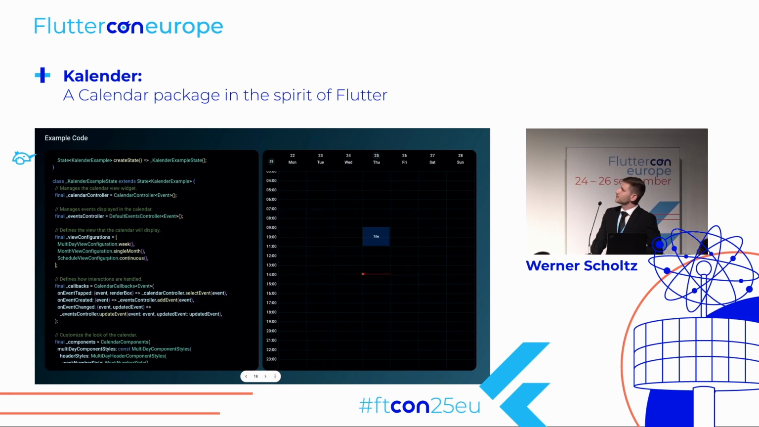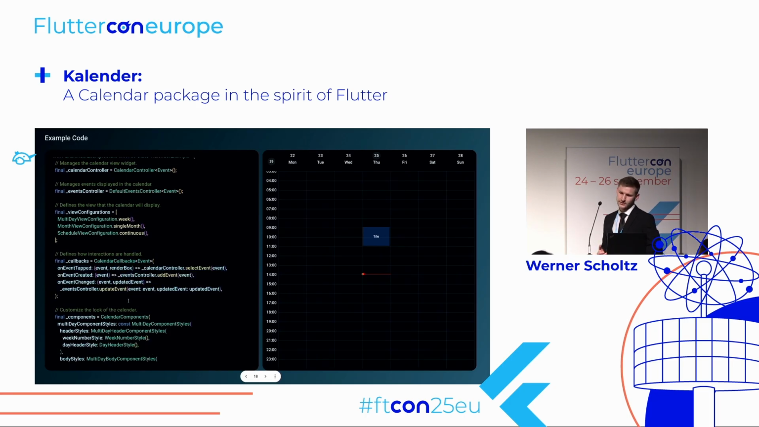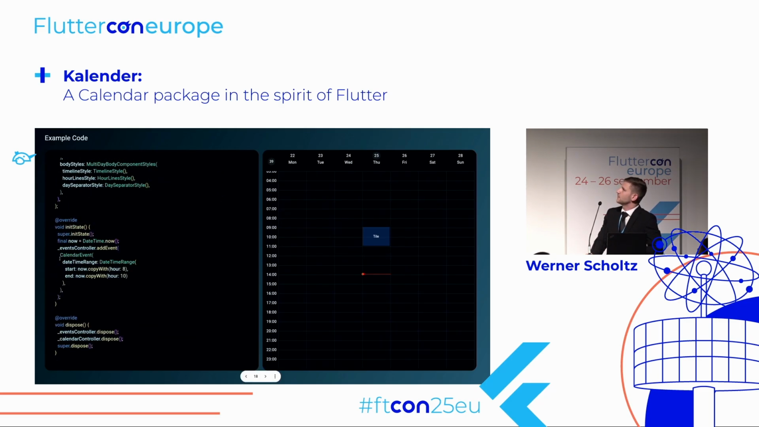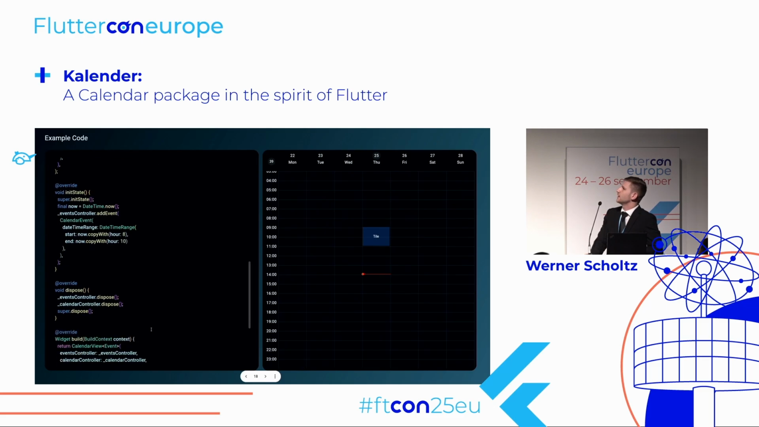Then there are the view configurations. I think there's a multi-day, a month, and a schedule view configuration. They each have constructors for different variations of the view. Then there's the callbacks. This is just a class that contains a bunch of callbacks to handle how you want to handle interactions with the widget. Then there's a components class. This is just used to customize certain components of the calendar widget. Then in the init state, I'm just adding a calendar event to the calendar, which is being displayed there. And then you can obviously dispose of the controllers if you want.